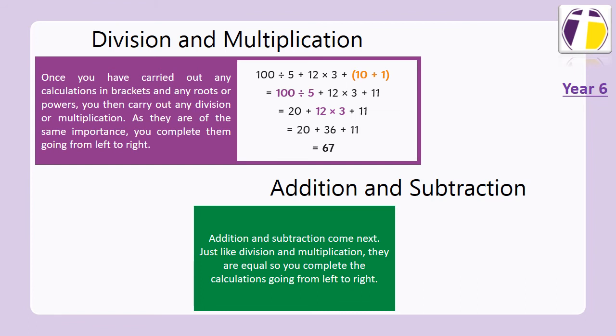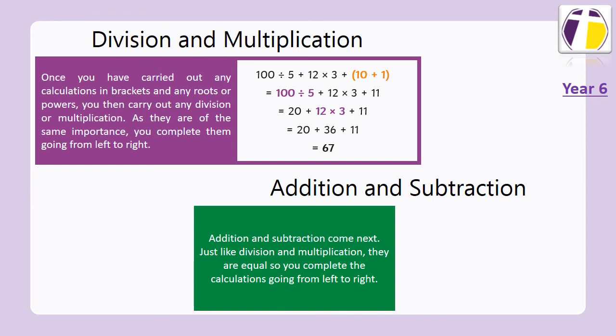So we start by doing the 100 divided by 5, which we know is 20. We know that we're going to add 12 multiplied by 3 and then add 11. So next we work out 12 multiplied by 3, which is 36. We end with a calculation that says 20 add 36 add 11, so our answer is 67.